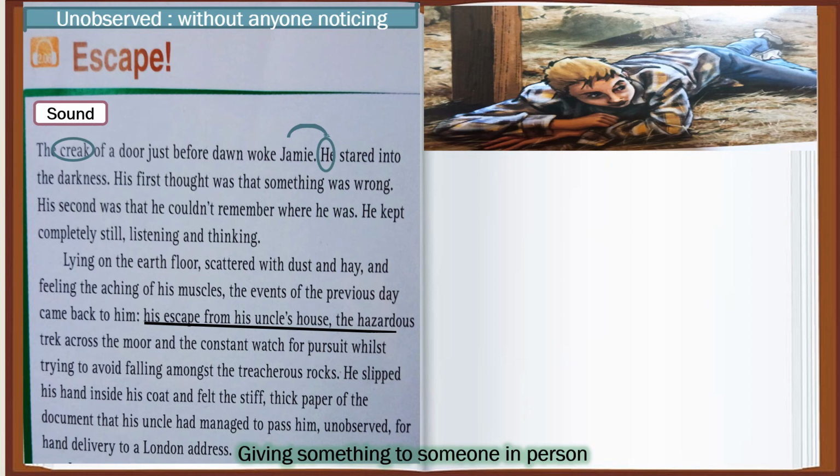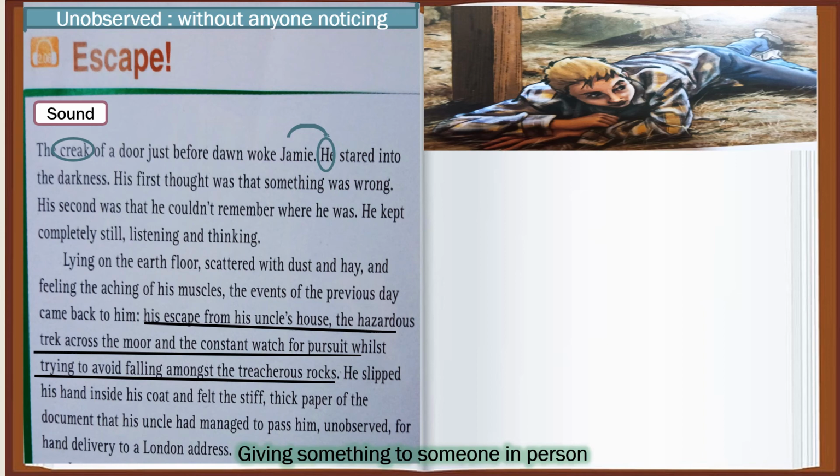Now, among the things mentioned, the events of the previous day came back to him. The first thing he remembered was his escape from his uncle's house. The hazardous trek across the moor, his dangerous journey across the wide open land, and the constant watch for pursuit whilst trying to avoid falling amongst the treacherous rocks. Okay, so the first thing he remembered is that he ran away from his uncle's house. Then he went on a hazardous trek, a dangerous journey, because of the constant, meaning continuous, watch. He kept looking around, as some people were following him. And he was also trying to avoid falling among the treacherous rocks, the dangerous rocks on the way.